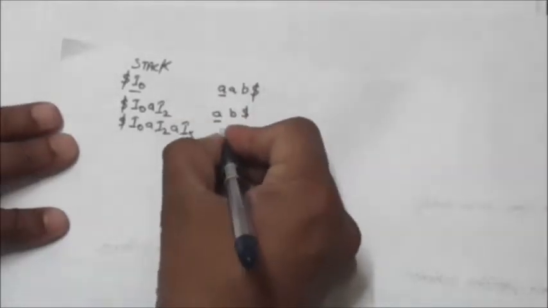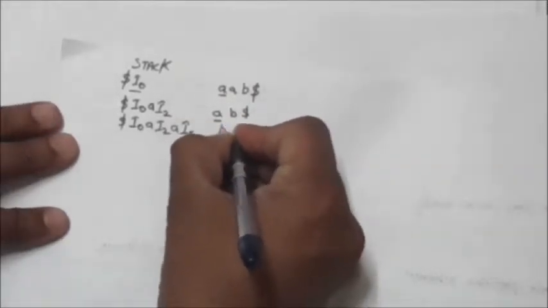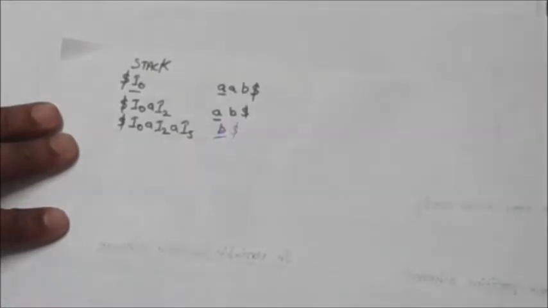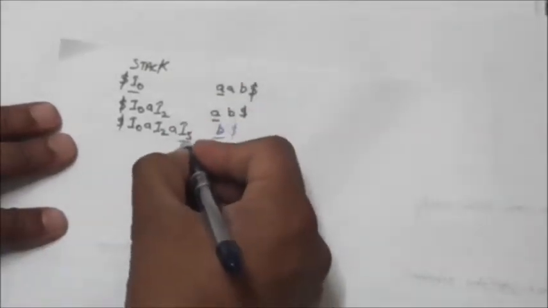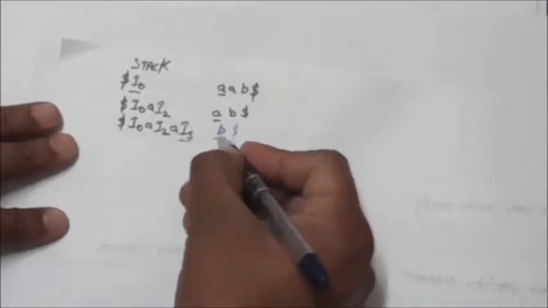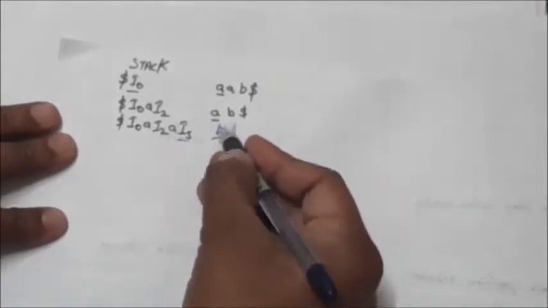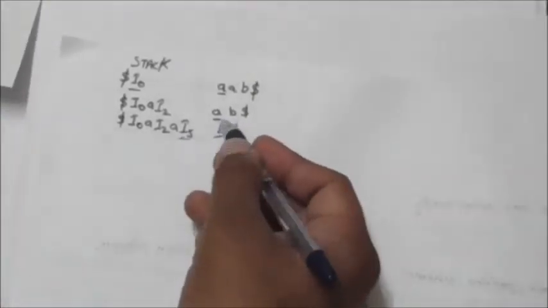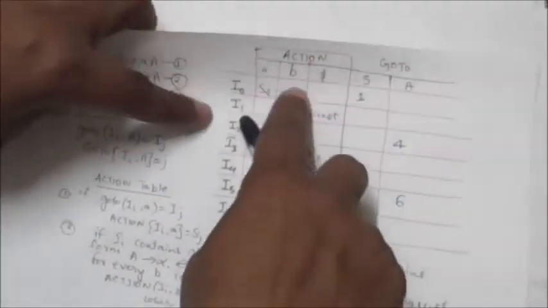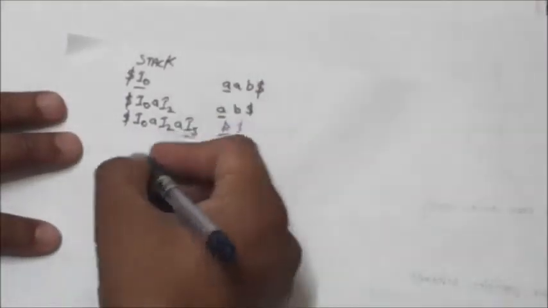Now the input pointer will point to the terminal symbol B. So what will be the next move? Now at the top of the stack we have I5, and the input pointer points to terminal symbol B. So we will check the action table at the row labeled by I5 and the column labeled by terminal symbol B. There we have S3. It means shift and jump to state I3.